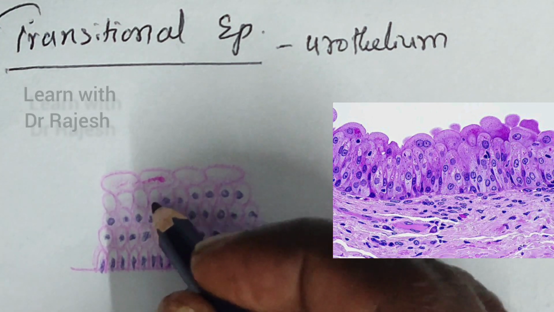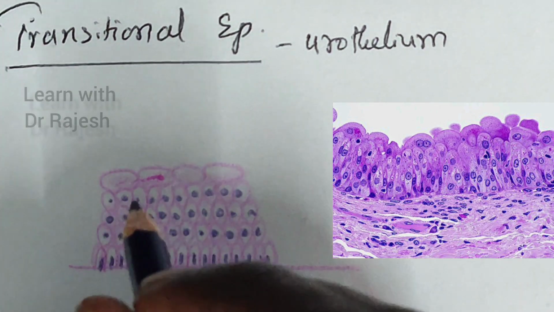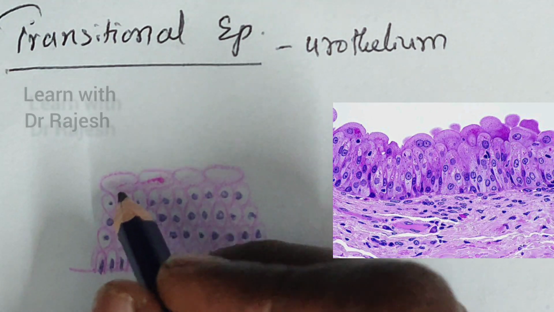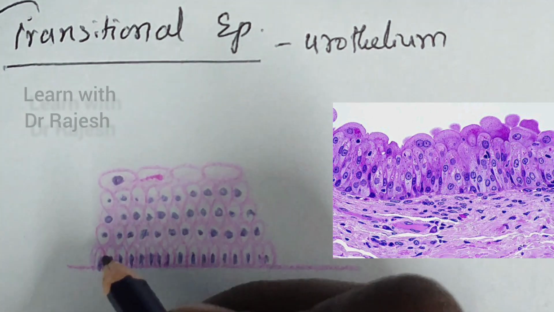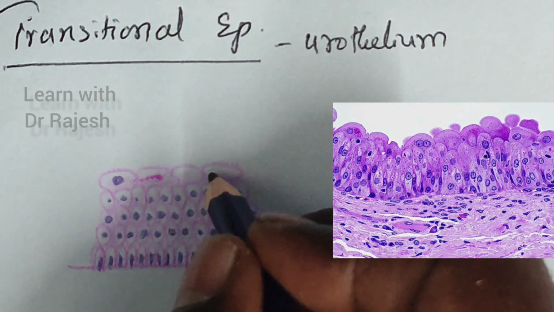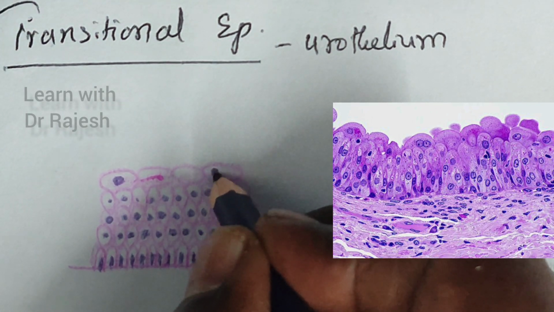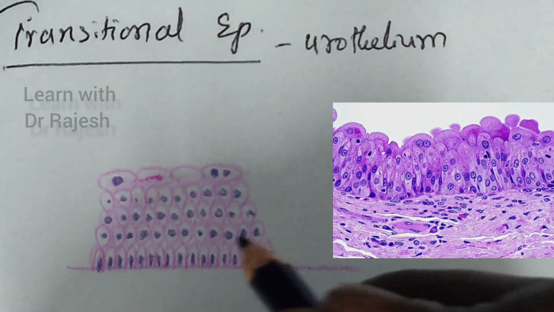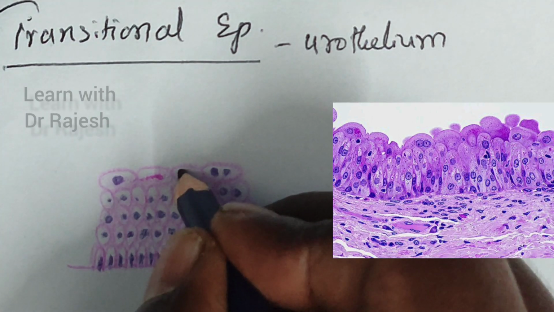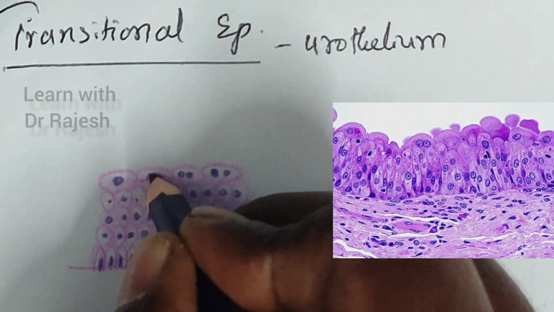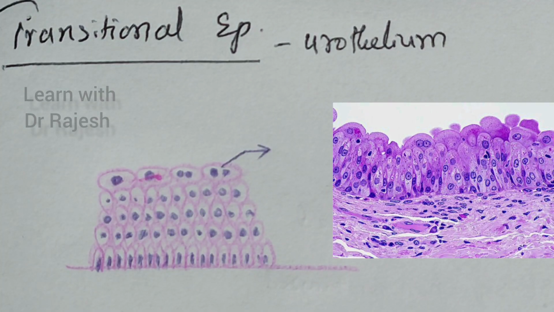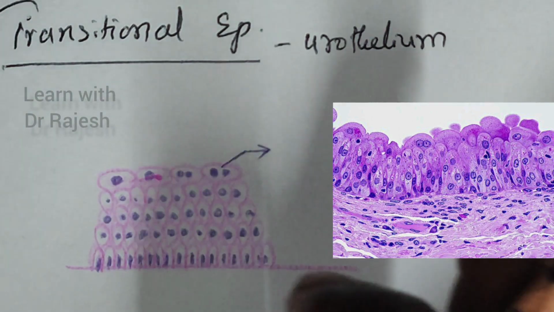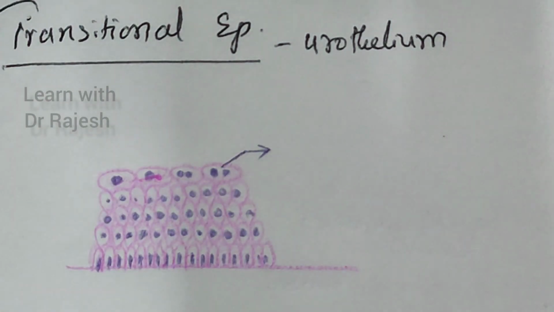Then for the umbrella-shaped cells, the size of the nucleus will be larger and it will be towards the center. You can place 2 nuclei for some of the cells, because some of the cells will be multinucleated, where you can place more than 1 nucleus. So this is how we draw transitional epithelium.